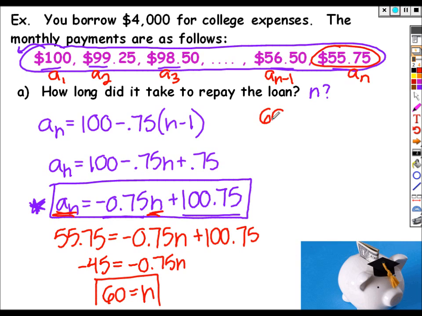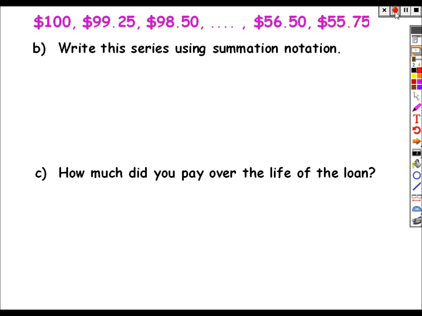So how long does it take? About 60 months or 5 years. Now, the next question I want to address is, how much did you pay over the life of the loan?